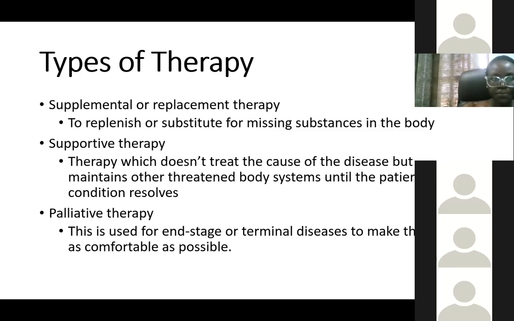Okay. Then we have supplemental or replacement therapy, and this is used to replenish or substitute for missing substances in the body. So, for example, you are giving IV fluids because the patient is having diarrhea and vomiting. So, ordinarily, because of the diarrhea and vomiting, the patient is losing electrolytes. The patient is losing fluid. So, you are replacing it with your intravenous fluid. It is not really curing a disease. It is supplemental or replacement therapy.